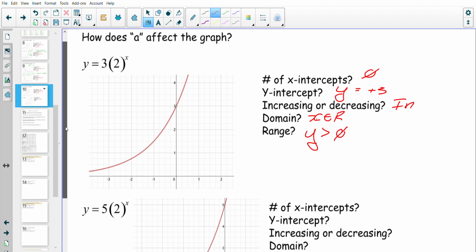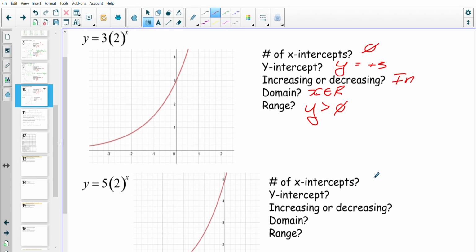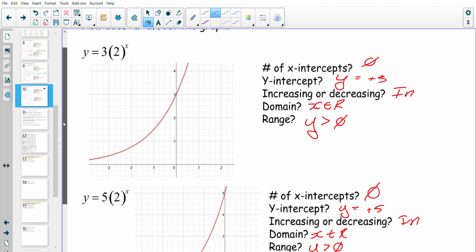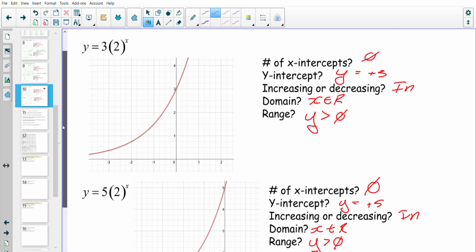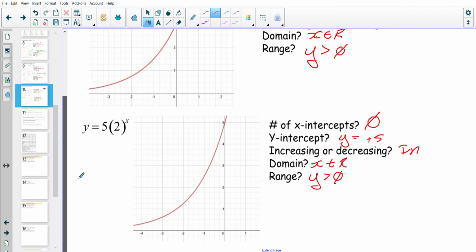If we take a look at our second example, we still have 0 x-intercepts, but now our y-intercept is y equal to positive 5. We're still increasing. Our domain is still x is any real number, and our range is still y must be greater than 0. If we compare these two graphs, we should notice that our y-intercept has changed from being 3 to being 5. The steepness of our graph has also increased because our y-intercept has increased.